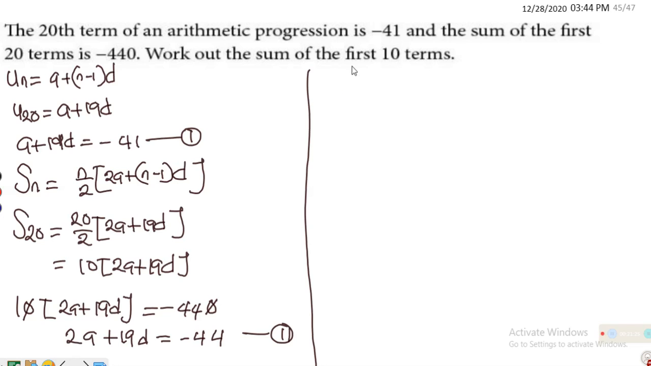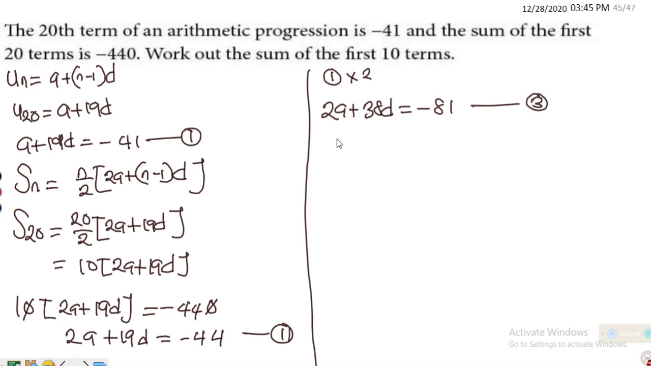Okay, so solving the equations simultaneously. Equation 1 is a plus 19d equals minus 41. Equation 2 is 2a plus 19d equals minus 44. So we can multiply equation 1 by 2 to have 2a plus 38d equals minus 82. Let's call this equation 3.